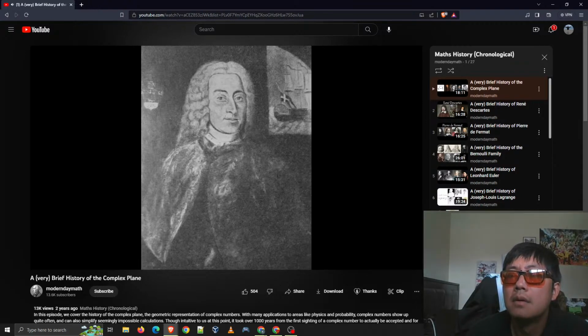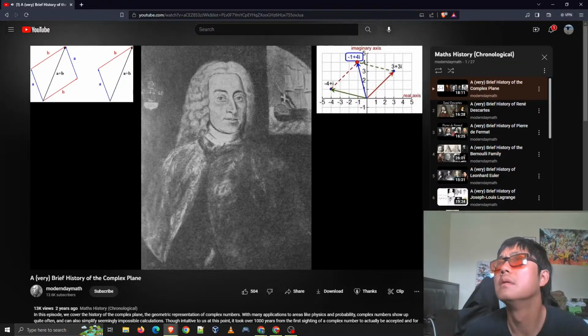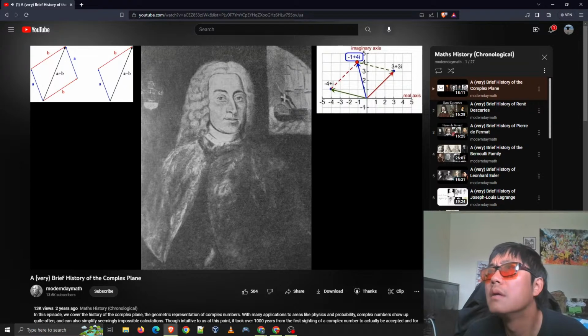Wessel began his paper by discussing vector manipulation. Instead of calling what he was manipulating a vector, Wessel simply called them line segments, first describing addition and then multiplication, where multiplication was Wessel's original contribution, since Wallis had expressed similar ideas regarding addition of line segments a century earlier.